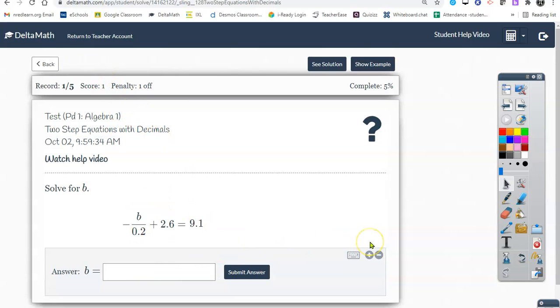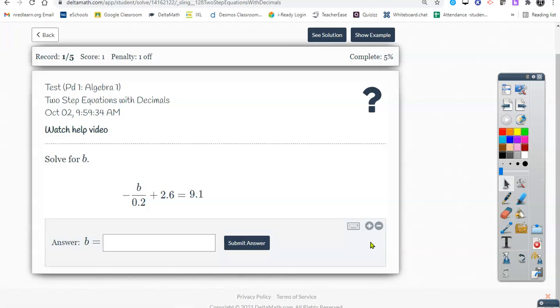In a question like this, you would start the same way. Negative b divided by 0.2 plus 2.6 equals 9.1. I'm going to go back and modify this here. I put the negative b in the numerator. Let me fix this up a bit.